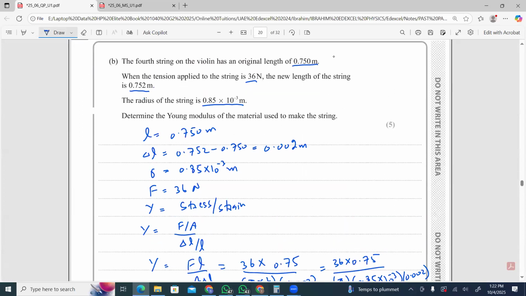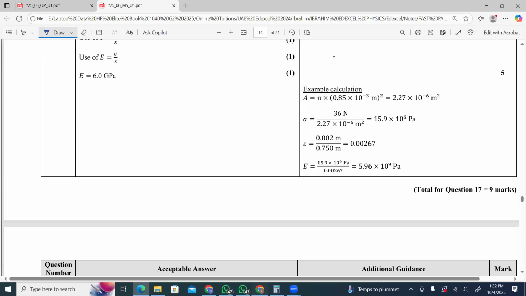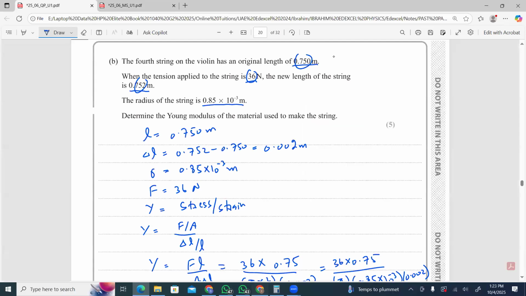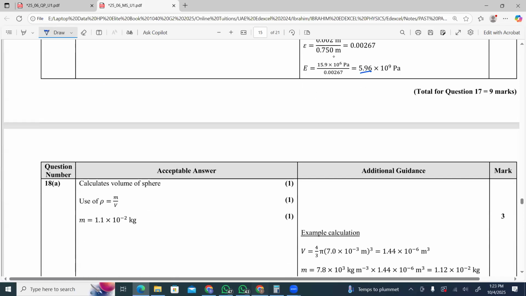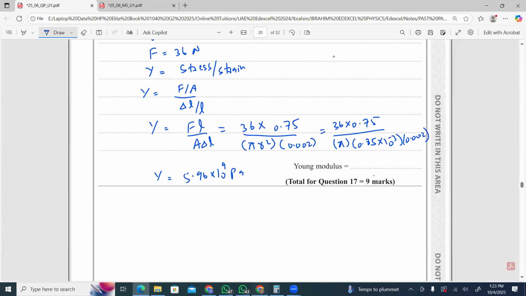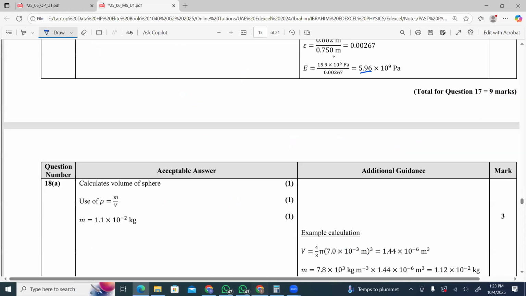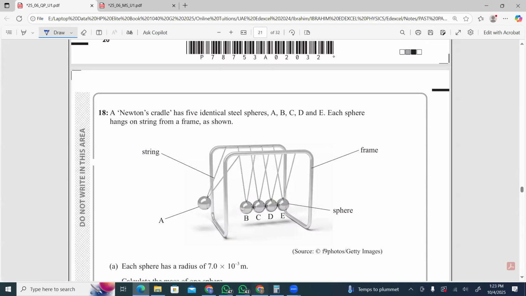And since in the data you have 2 and 3 significant figures, and in the mark scheme you can easily see that they have rounded off to 1, and in the 1 they mention 3. So whether you write 5.96 or 6.0 into 10 raised to the power 9 pascals. Since strain has no unit, the unit for the Young modulus is the same as the unit for the stress.